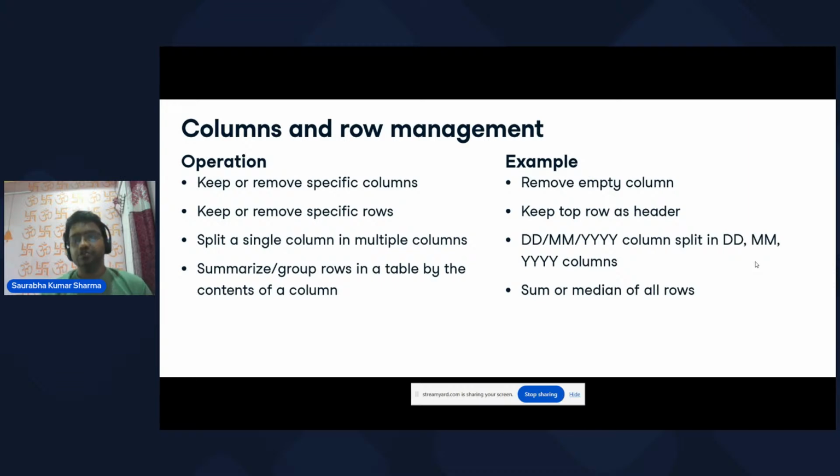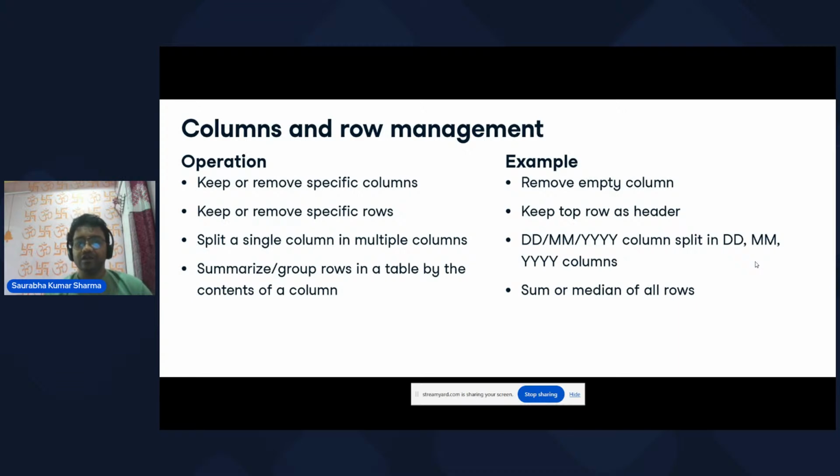Now, columns and row management, we learned that yesterday as well, but there are some operations which are very important for this. The operations we have to do on the data side are to keep or remove specific columns, right? Suppose you have some columns which are not required, you can remove them, or whatever column is required, you can keep it. Next is keep or remove specific rows as well. Similar kind of stuff. If you don't require a column, you can delete it. If you want that column, then you can keep the same one.